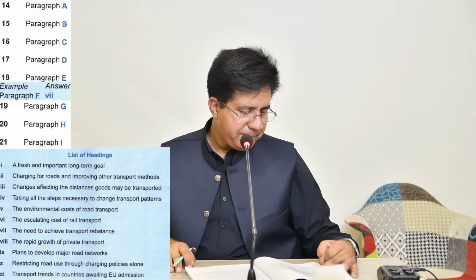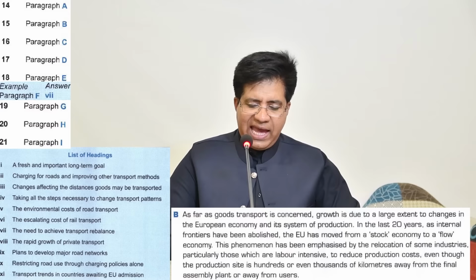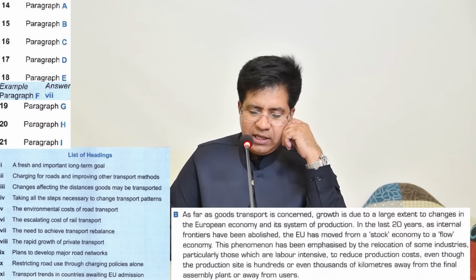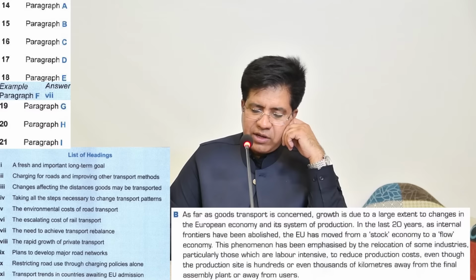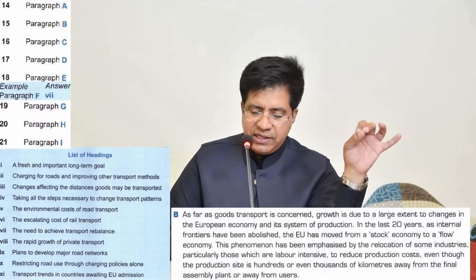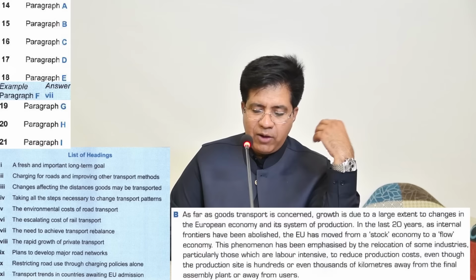Now, let's go on. Paragraph B. As far as goods transport, and you know we have one heading about goods transport. As far as goods transport is concerned, growth is due to a large extent to changes in the European economy. Please come to the next line. The EU has moved from a stock economy to a flow economy, okay? I'm reading the fourth line, paragraph B. This phenomenon has been emphasized by the relocation of some industries, particularly those which are labor intense, to reduce production costs, even though the production site is hundreds or even thousands of kilometers away from the final assembly plant or away from users. Which heading?